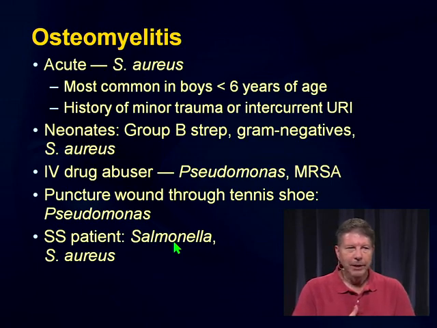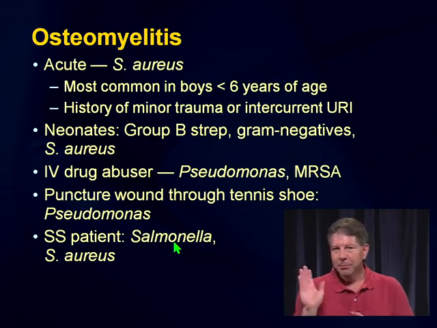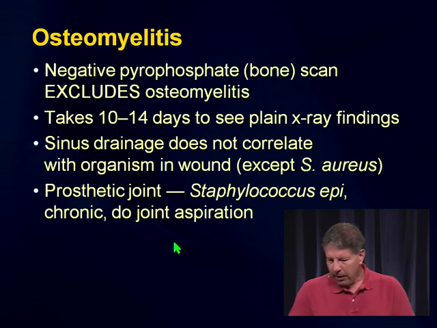So pick Salmonella. Come argue with me later. Everyone agrees it's Salmonella except some of your old attendings who haven't read the new literature. So just pick Salmonella for the test. And it's the right answer. Sickle cell patients, most common cause of osteomyelitis, Salmonella. Number 2, Staph aureus.